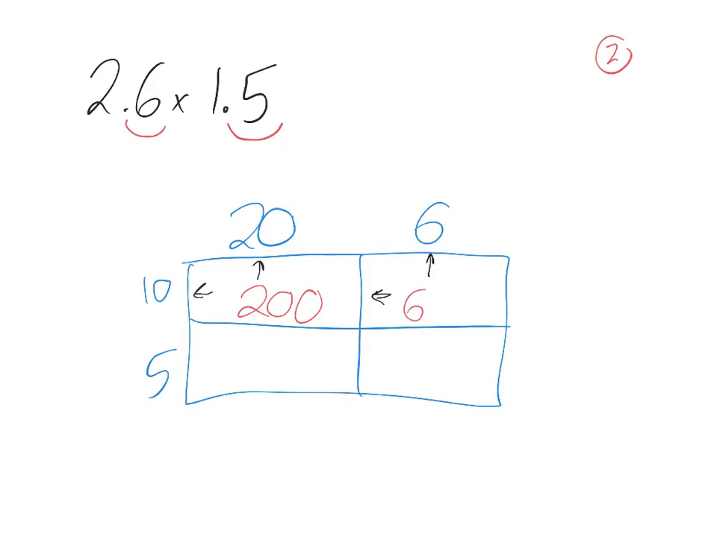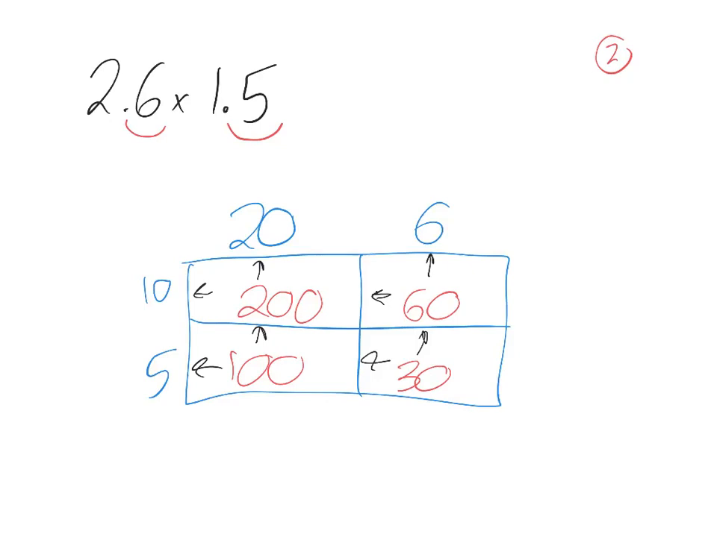Fantastic. And in this bottom box here, what two numbers am I going to multiply? 20 times 5. And what's 20 times 5? 100. Yep. And in the final box, what two numbers will I multiply at the back? 6 and 5. And what does that equal? 30. You bet.